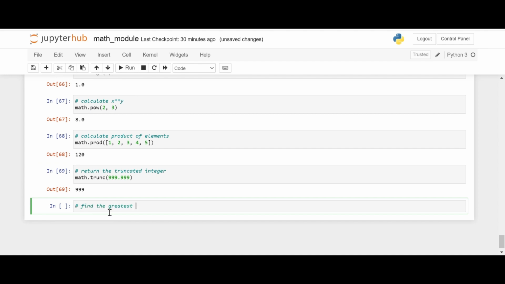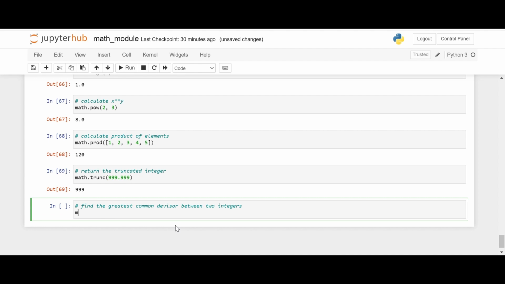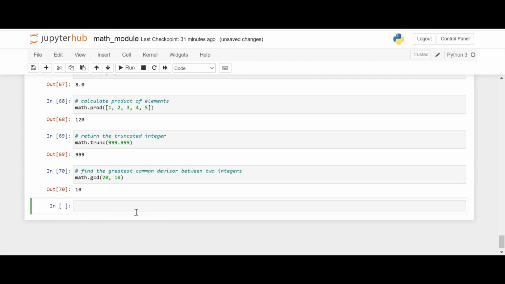Find the greatest common divisor between two integers. math.gcd, greatest common divisor. So we get 10 as output because using 10 we can divide both 20 and 10, but using 20 we cannot divide 10. So 10 is the greatest common divisor.